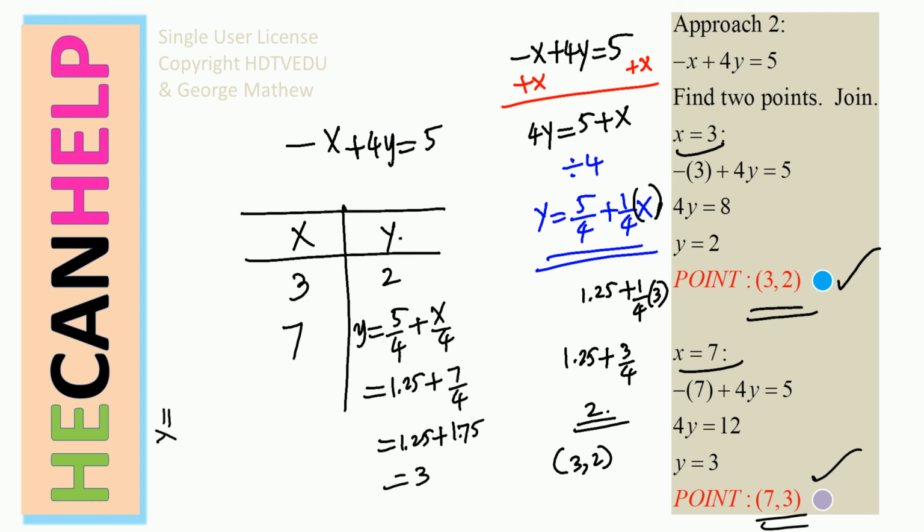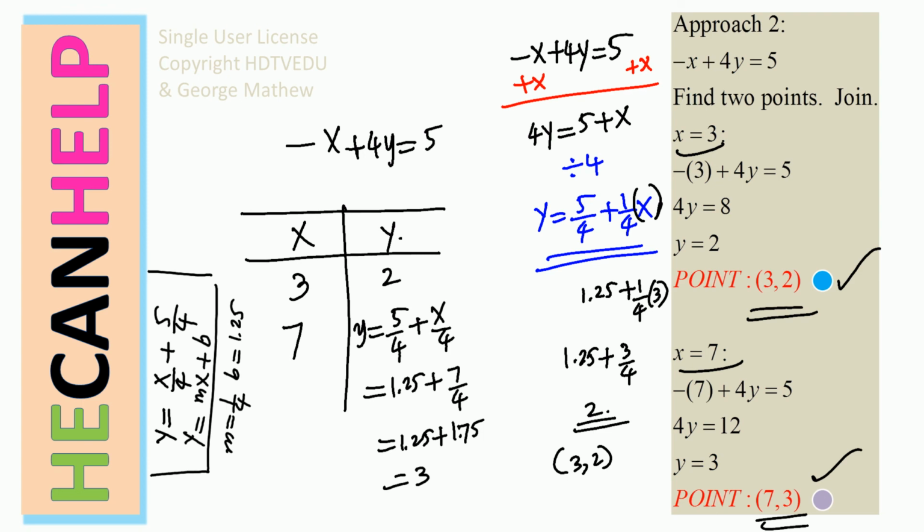I'm going to write this sideways. Y is equal to x over 4 plus 5 over 4. Please don't forget, x over 4 plus 5 over 4 is the same as 5 over 4 plus x over 4. So this is of the form y is equal to mx plus b. And what is our slope? 1 over 4. And what is our b? 1.25. It becomes very obvious that the y-intercept is 1.25.